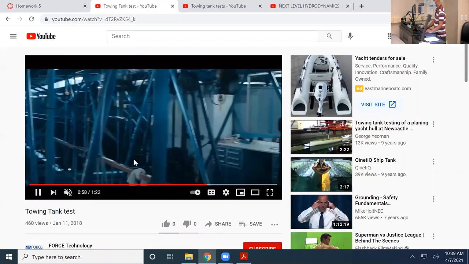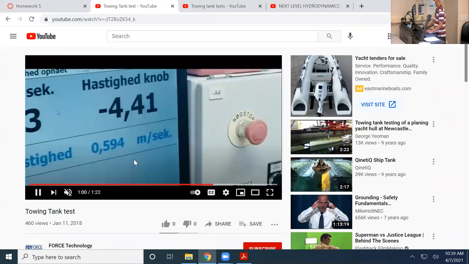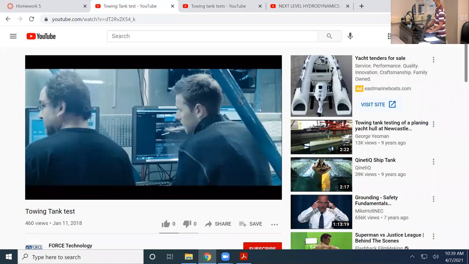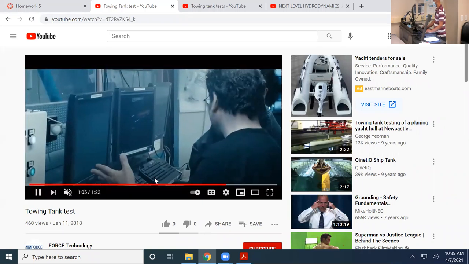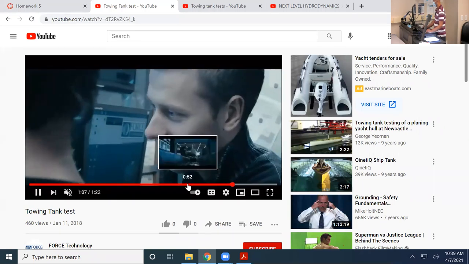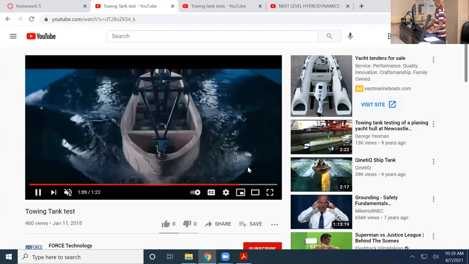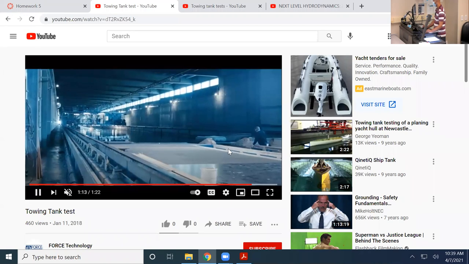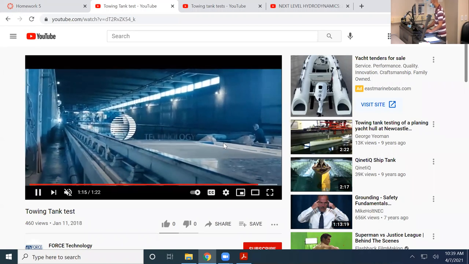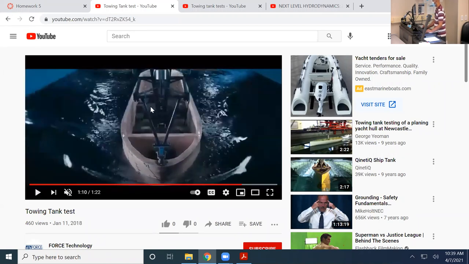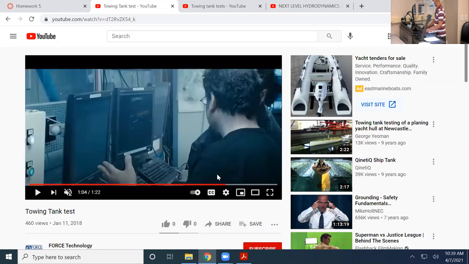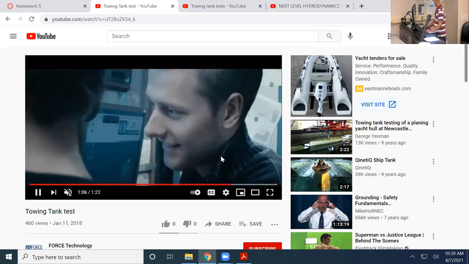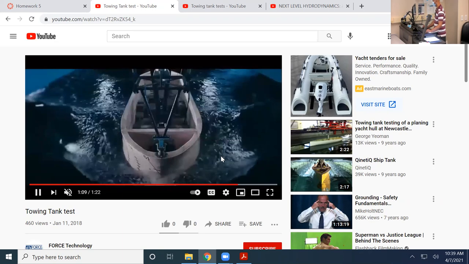And the attachment point is connected to force sensors, so they can measure, based on what speed you're towing at, what is the drag force you're experiencing. That's basically the force in the horizontal direction, right? So look at that. That's usually where the sensors are placed. And you see the hull pitching.